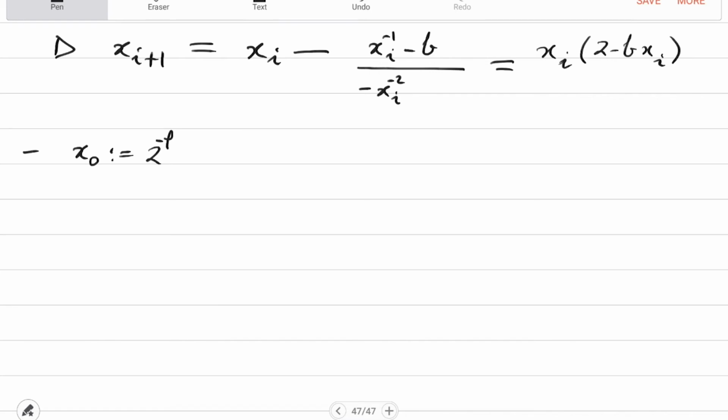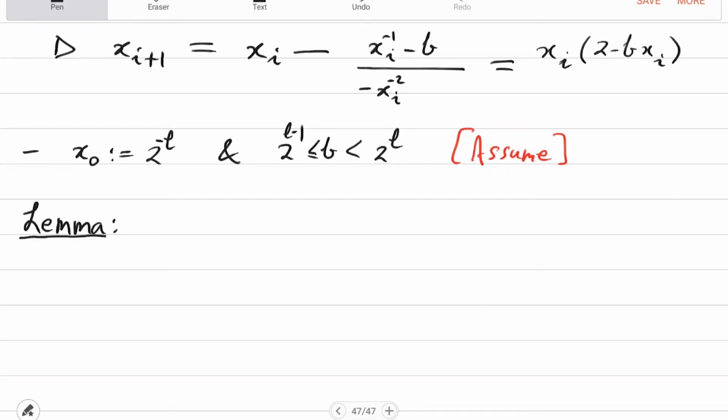So x0 you can start with this, and B you know is smaller than 2 raised to L and at least 2 raised to L minus 1. There is really no loss of generality here because you started with an integer. So we are just saying that it's between two successive powers of 2. And for this setting, you take x0 as 2 raised to minus L.